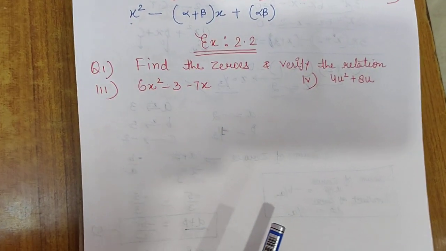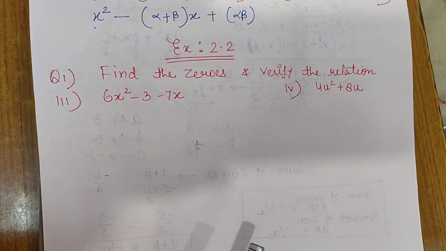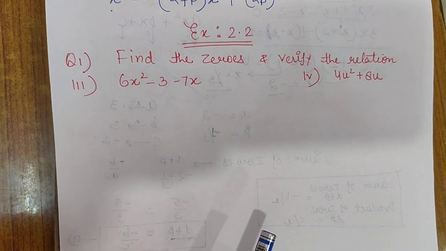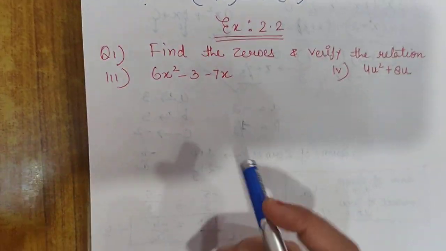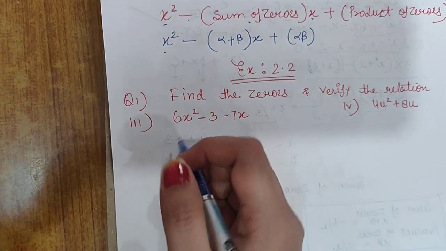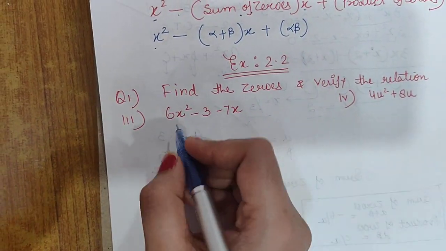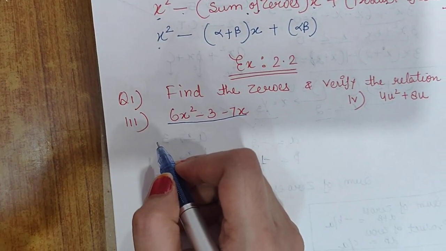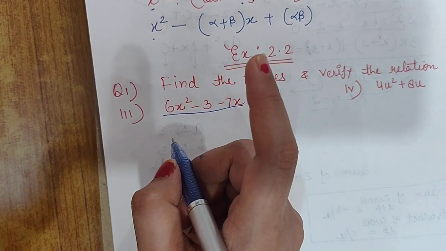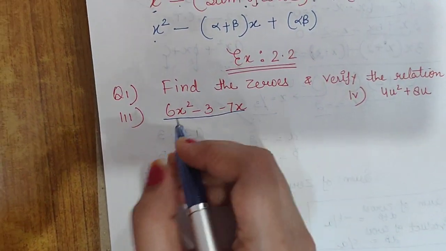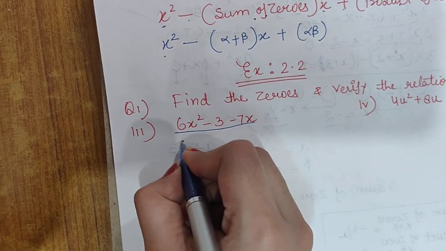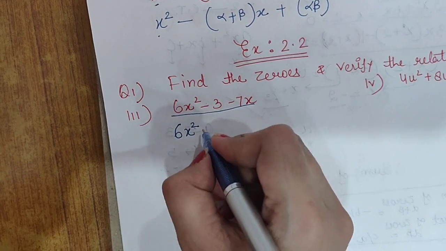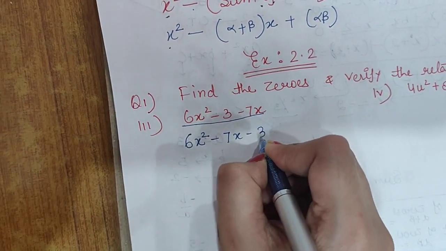Now come to exercise 2.2. This first question is related to the first topic which I explained. Find the zeros and verify the relation. I have taken the third part of the first question. Before verifying the relation, first we have to find out the zeros. Before this, you have to check whether the equation is in standard form or not. If the equation is not in standard form, then the solution will be wrong. What is the standard form? The x square term should be first, then the x term, then the third.